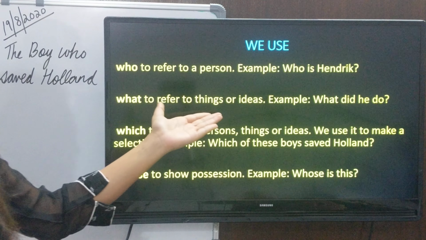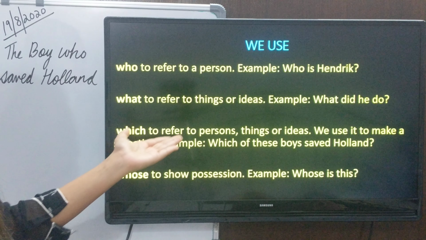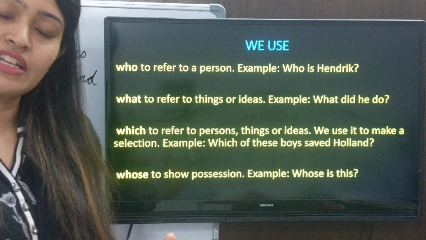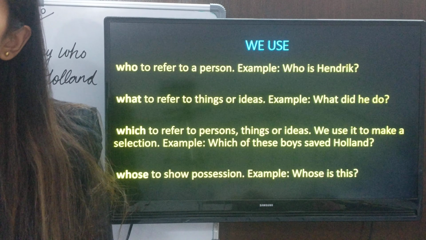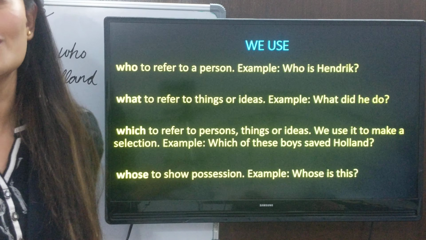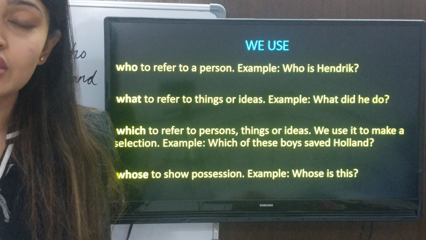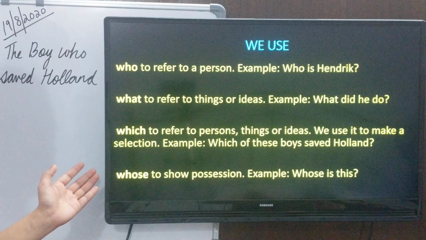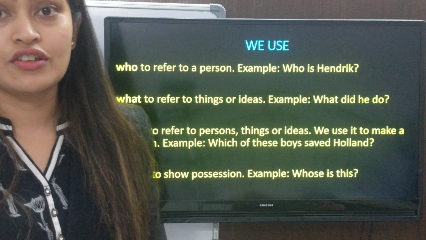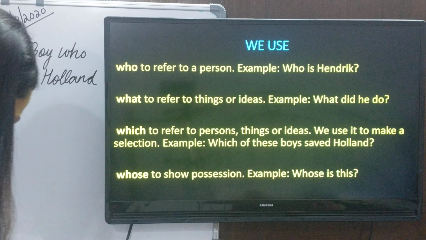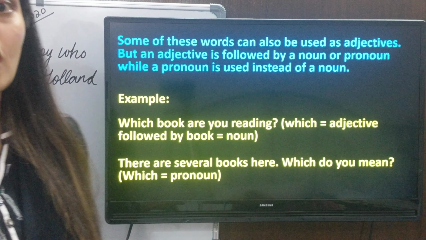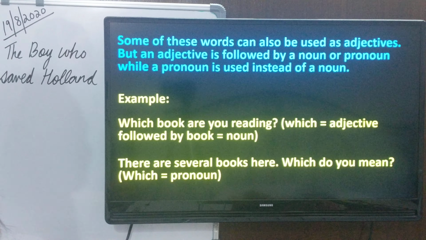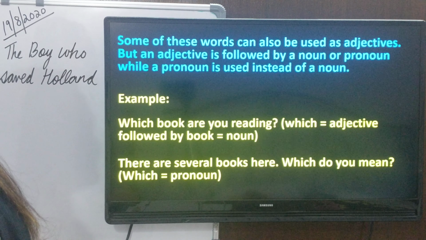What refers to things or ideas. Which refers to a person, thing or idea. Which of these boys saved Holland? So which can be related to ideas, to things as well as to a person. All these questions, when they are framed with the help of pronouns, are known as interrogative pronouns. Whose shows possession. So we understand, children, that these interrogative pronouns help us frame clearer questions. Some of these words can also be used as adjectives.